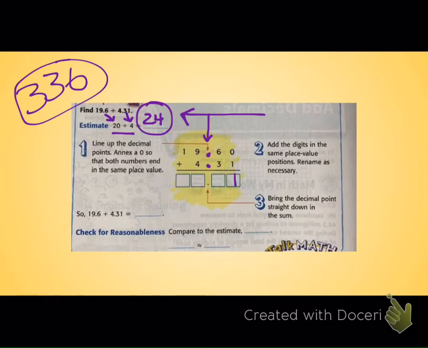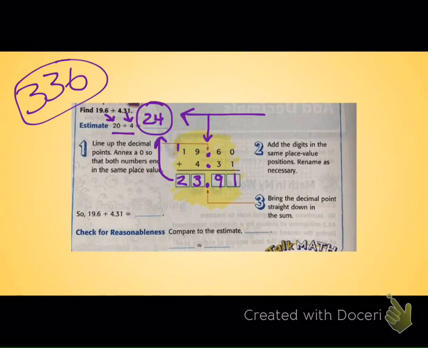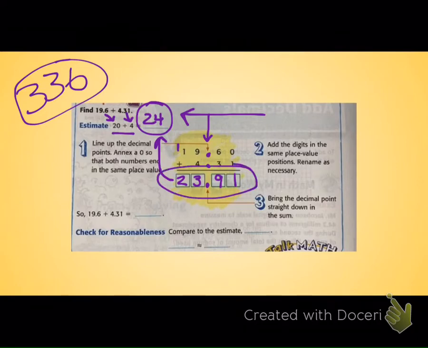So 0 plus 1 is 1, 6 plus 3 is 9. We bring down our decimal. 9 and 4 is 13. 1 plus 1 is 2. Now that we have this value, we can compare it to our estimate. Is it close? Oh yeah, it's really close, isn't it? They're almost the same number. So, yes, this number here, 23 and 91/100ths, it definitely compares to my estimate. It definitely checks for reasonableness.